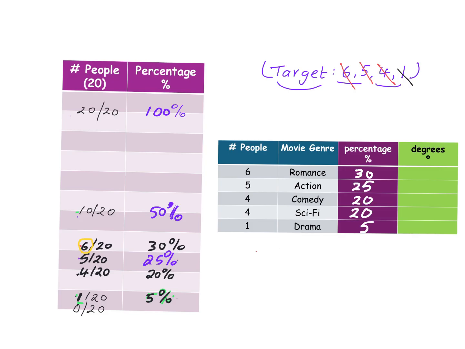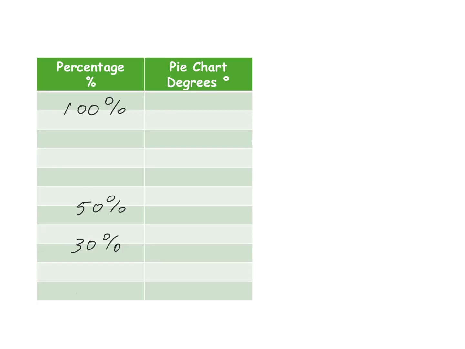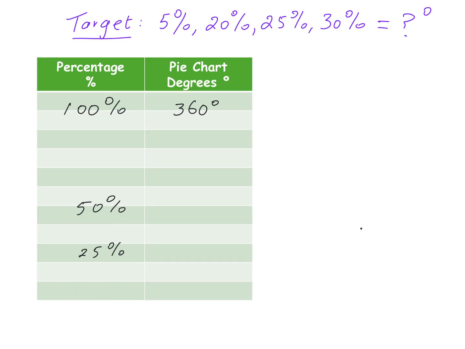Next task. Let's convert the percentages to degrees for the pie chart via reasoning. 100% of a pie chart is a full rotation, so that's 360 degrees. Now I can get to 25% just by halving. So let's start at 100%. We can halve that to get to 50%, and then we can halve that again to get to 25%.